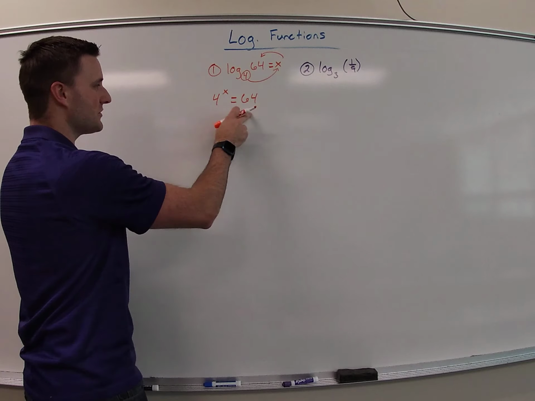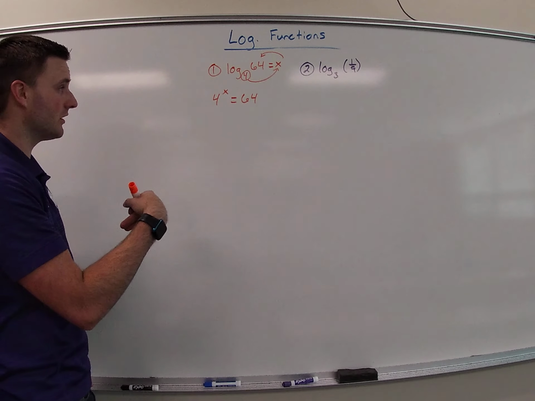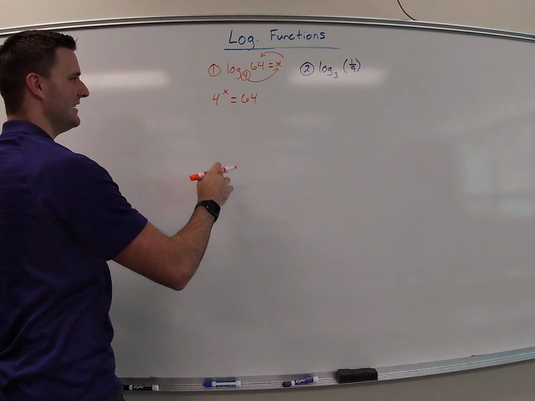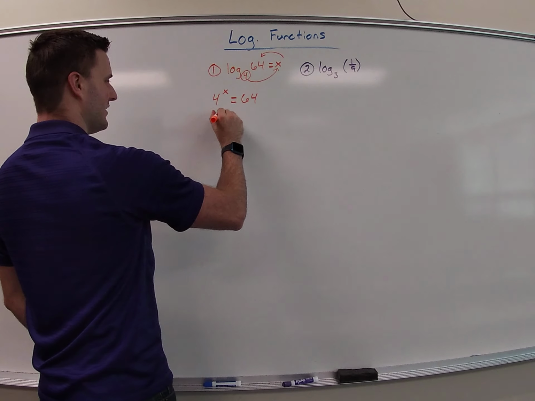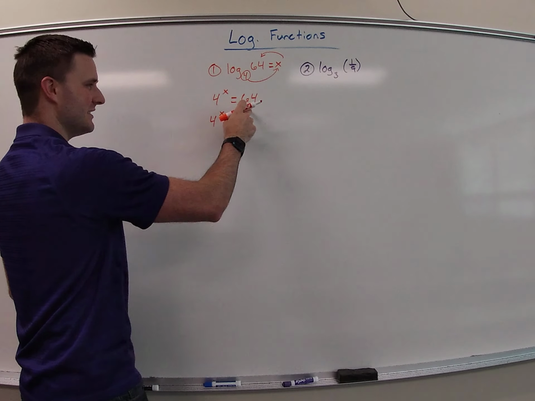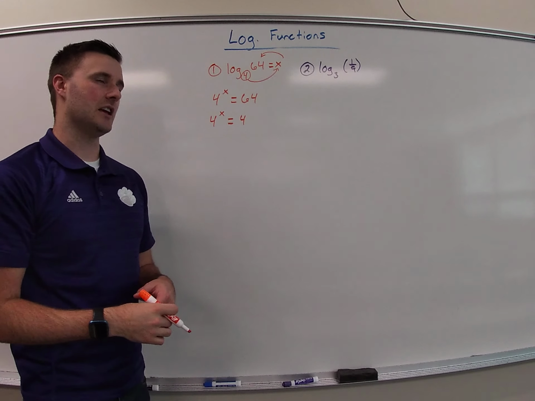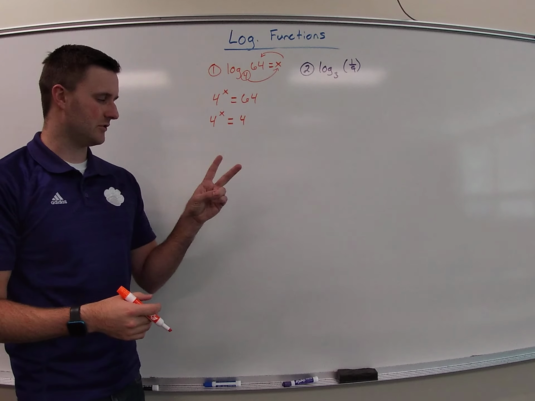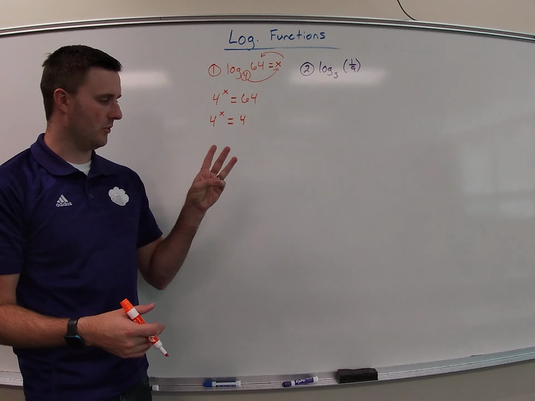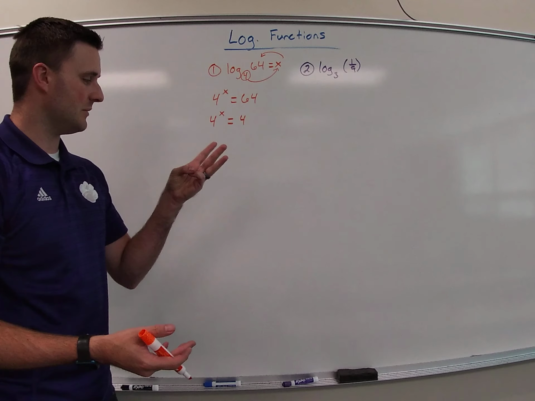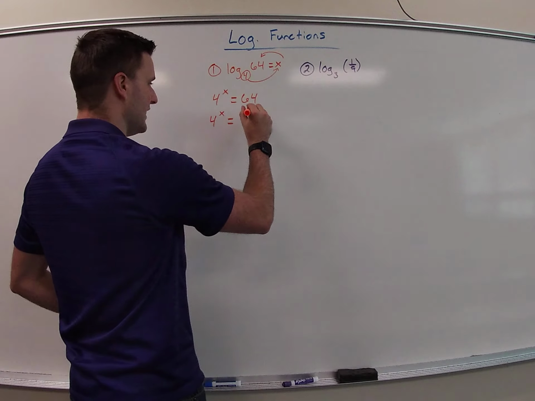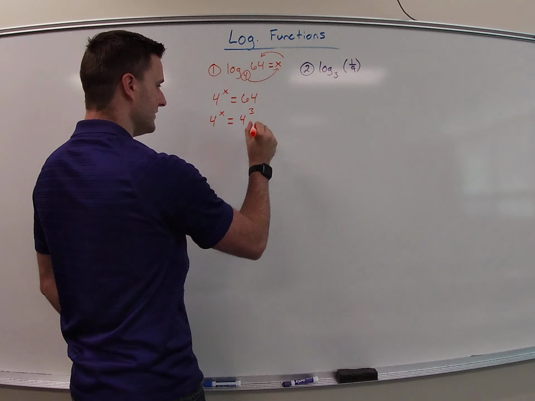Well, now that I'm in exponential form, meaning I got rid of the log, I can try to figure out what x equals. Well, 4 to what power is 64? So basically I'm saying, okay, I have 4 to the x, and I need to know what power gets me 64. Well, when I think about it, 4 times 4 is 16. 16 times another 4 is 64. So that means 4 to the third power, or 4 times 4 times 4, 3 times, gets me 64.